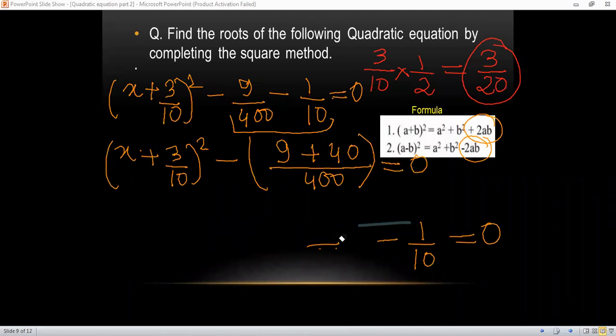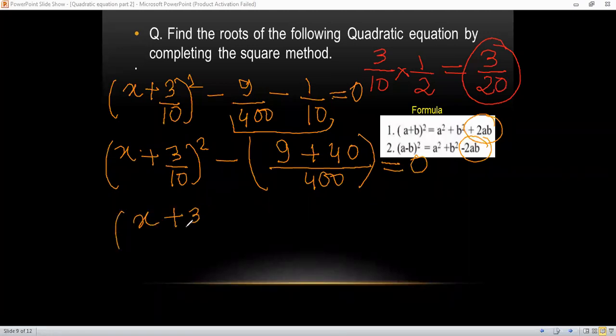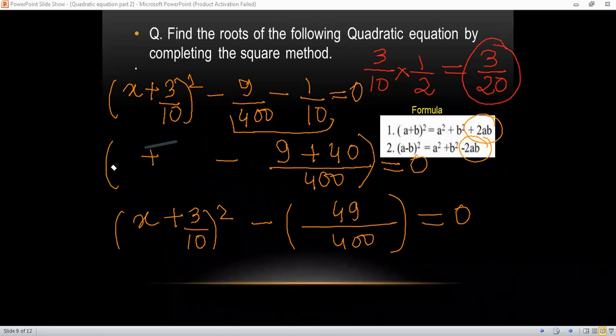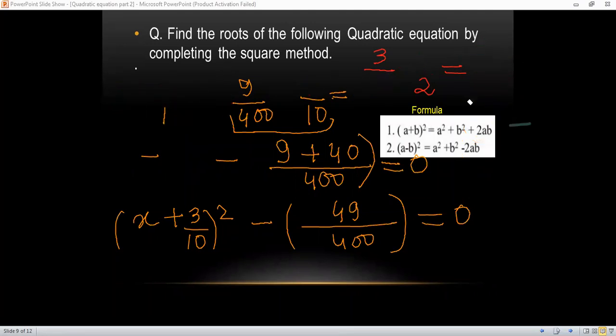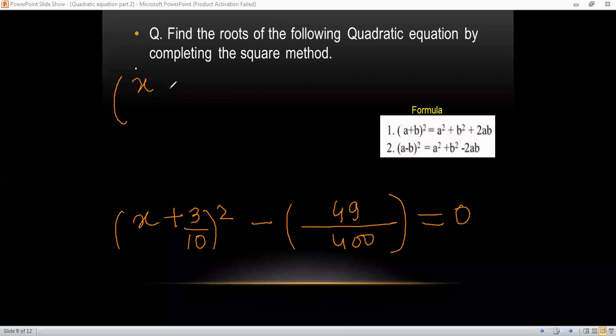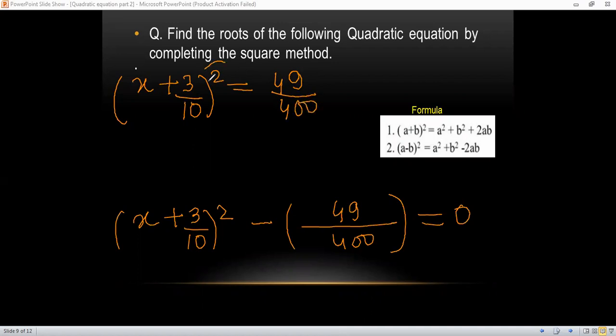Now after adding, what we will get? (x plus 3 by 10) square minus 49 by 400 is equal to 0. I will take this value to the right hand side. (x plus 3 by 10) square is equal to 49 by 400.